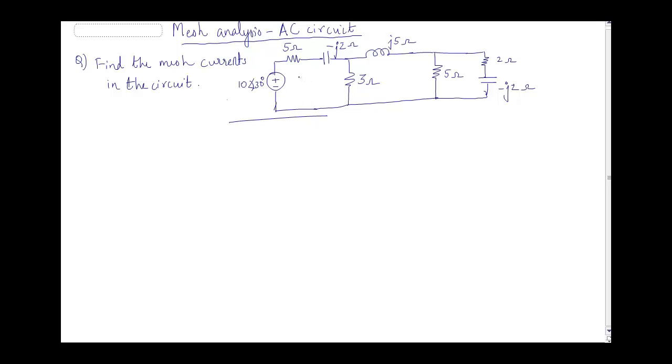The current generally is taken as small i1 because it is AC, so we take it as small letter, then i2, and let this be i3. You can even take capital I, it's not a big issue, but generally we follow in this manner. Now we have to write, just like we do in mesh analysis, the KVL equations for each and every mesh. So KVL for mesh 1.